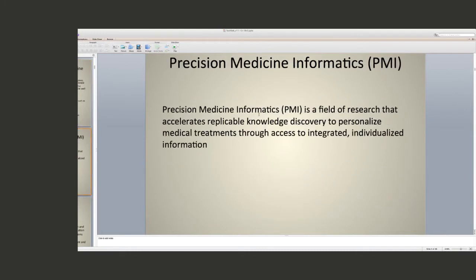And in 2015, Obama announced the Precision Medicine Initiative, and it changed a little bit in the definition. So I look at it from the informatics point of view. If we're dealing with information, how do you process information? What do you want to do with it? So precision medicine informatics is a field of research that accelerates replicable knowledge discovery and personalized medical treatments through access to integrated, individualized information. Okay?